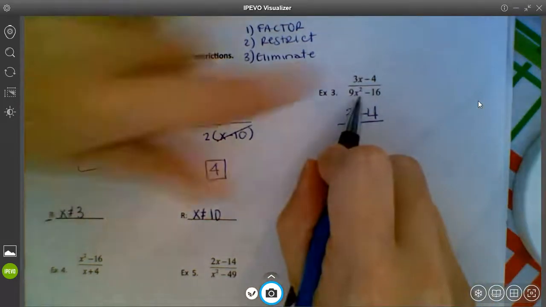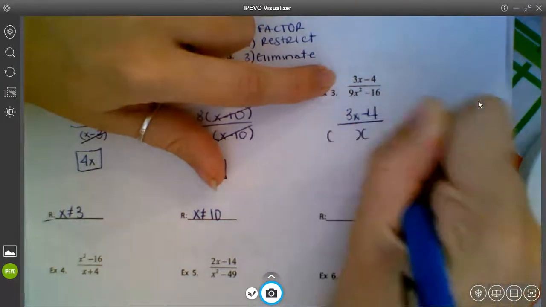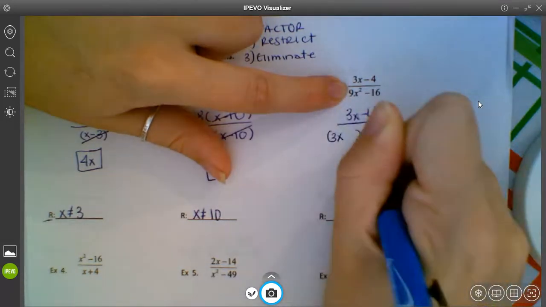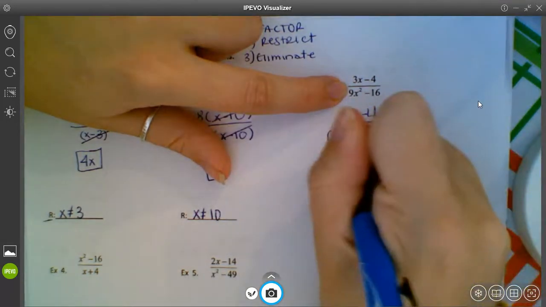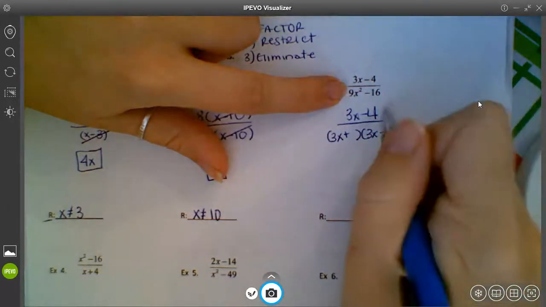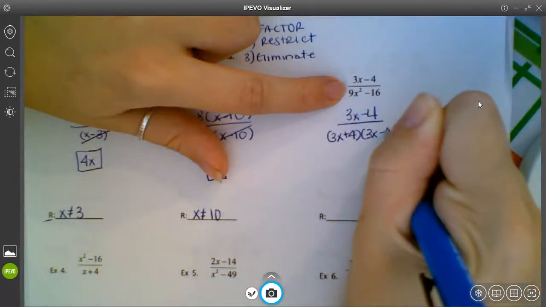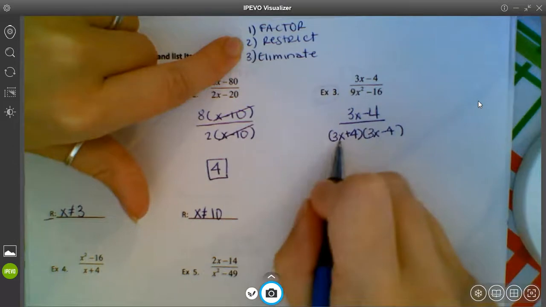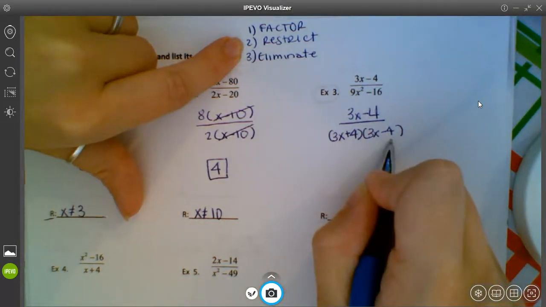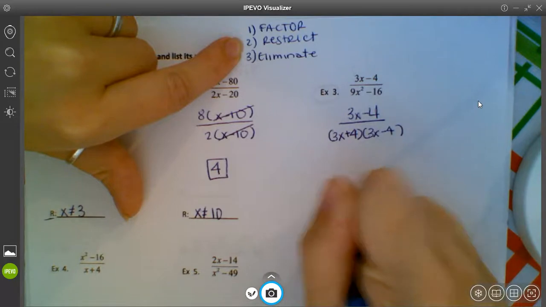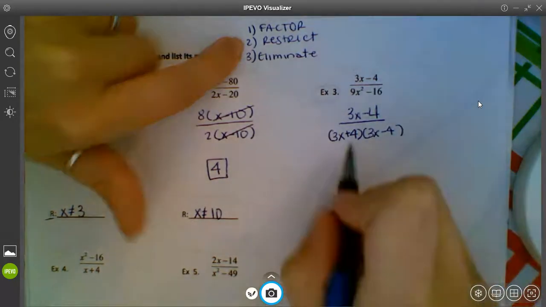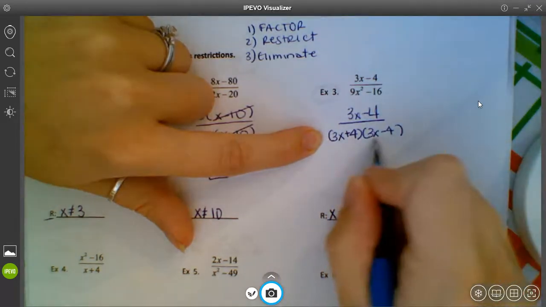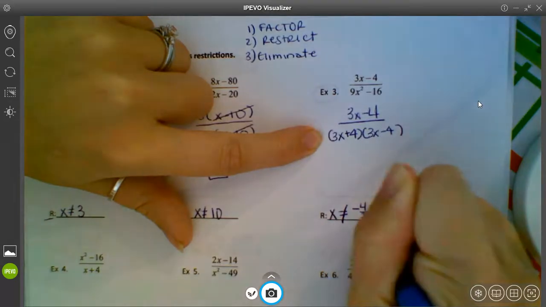How do we factor a difference of perfect squares? We put 2 parentheses. The square root of 9 is 3. The square root of x squared is x. We put those there. One gets a plus, one gets a minus, and then the square root of 16 is 4 and 4. So we factored. Now we have to restrict. So again, we have to look at the factors in the bottom and say, what are their zeros? Because that's not possible for them to be. So 3x plus 4 is a negative 4 over 3. And 3x minus 4 is a positive 4 over 3.